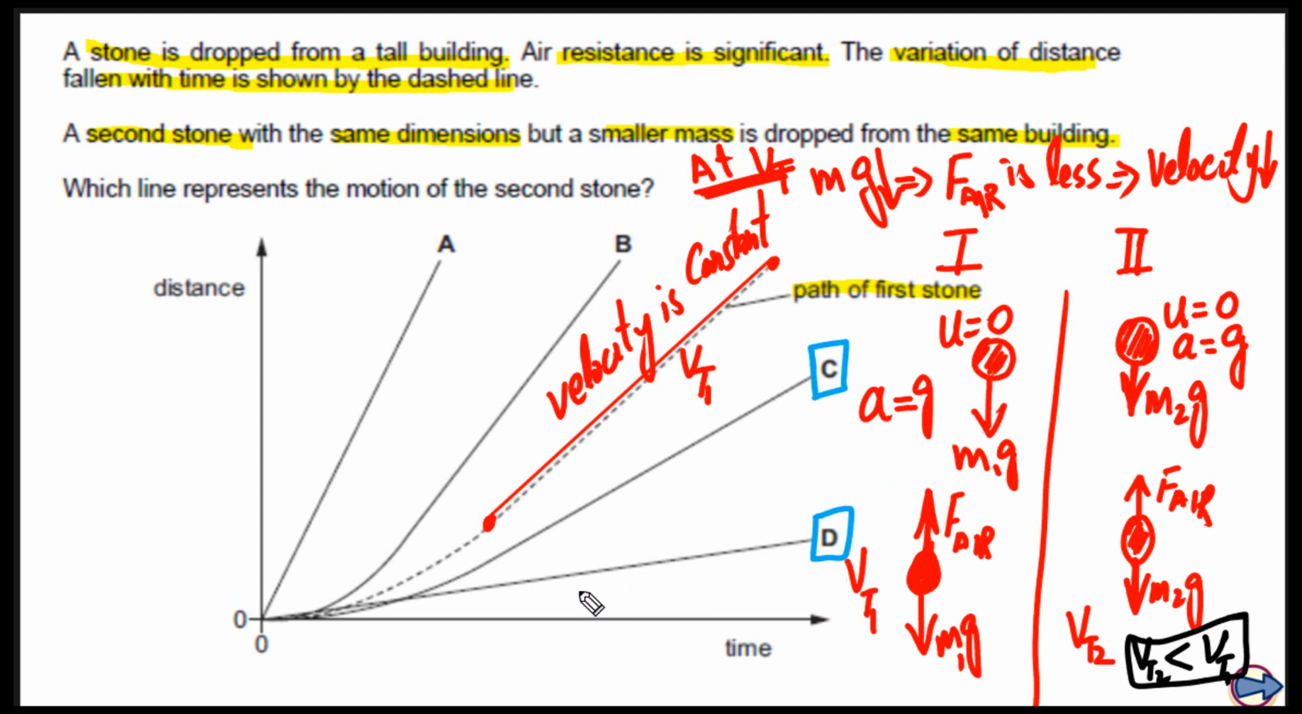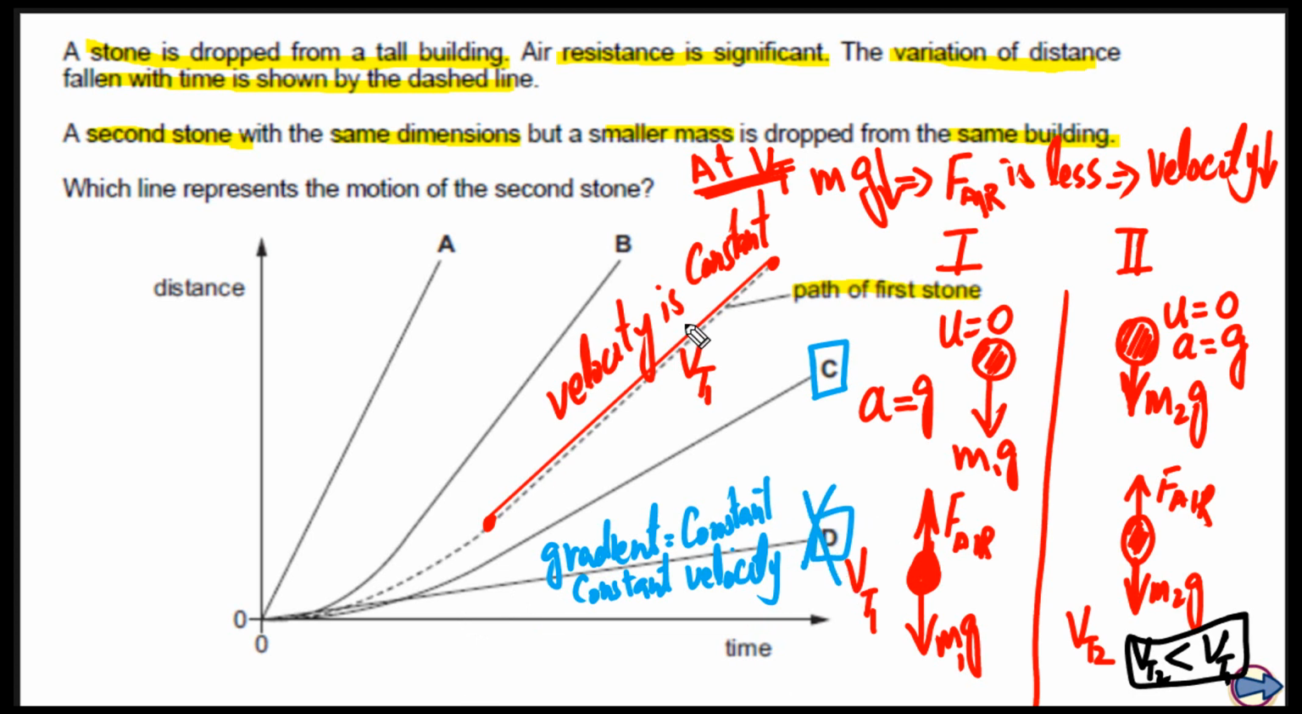First of all, if we look at D, its gradient is constant. So it's simply telling us it has constant velocity. But this is not a possible answer, because at the beginning it will accelerate and its initial velocity is equal to 0, but this is telling us it just has constant velocity. So this is not a good option to choose.